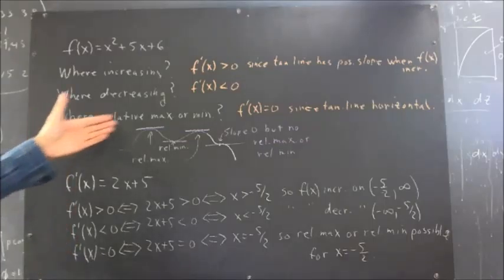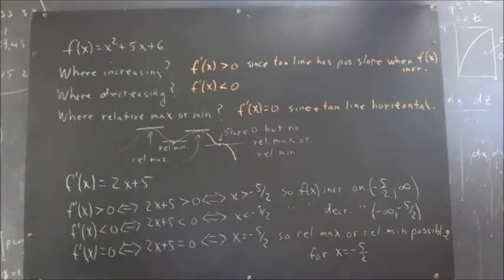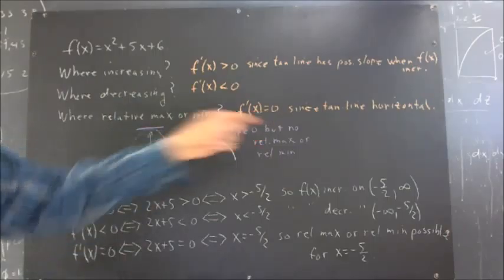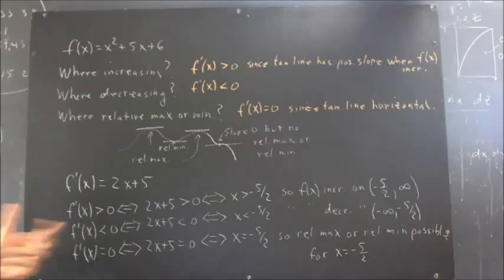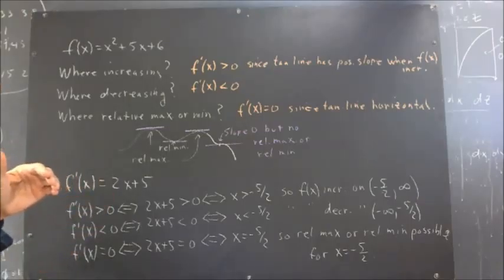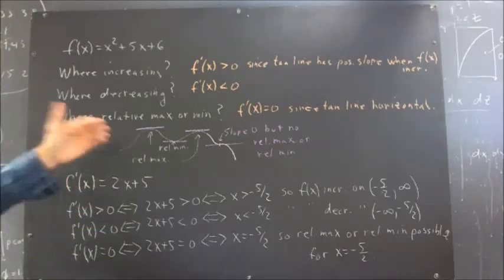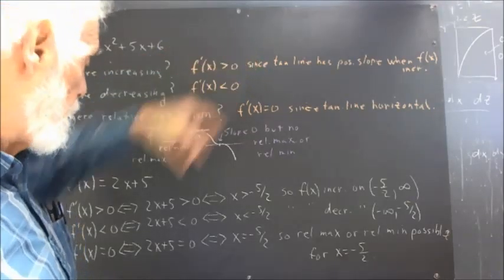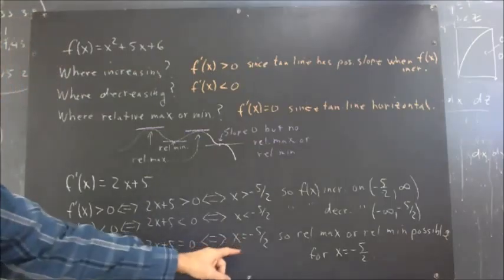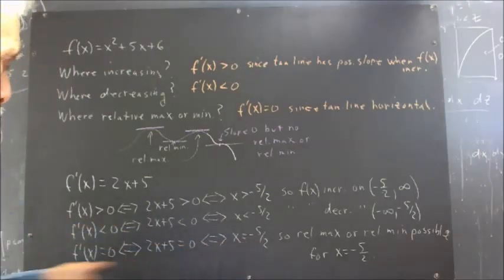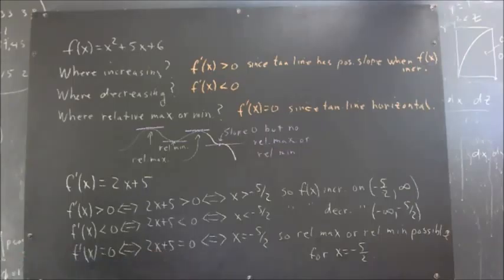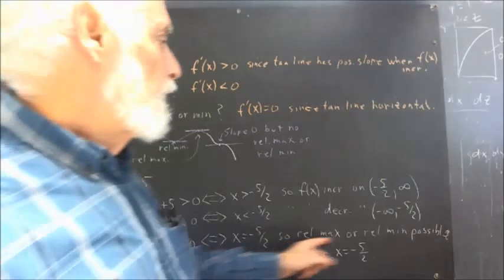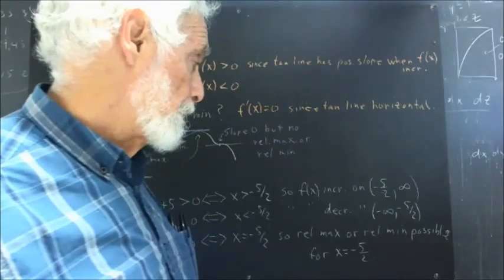And then where do we have a relative max or min? Well, if you have a relative max or min, then the derivative has to be 0. Now, we're going to find that the derivative is 0 at x equals negative 5 halves, just what we would expect, setting the expression for the derivative equal to 0. That does not mean that there is a relative max or min at that point. It just means that it's possible to have a relative max or min at that point.